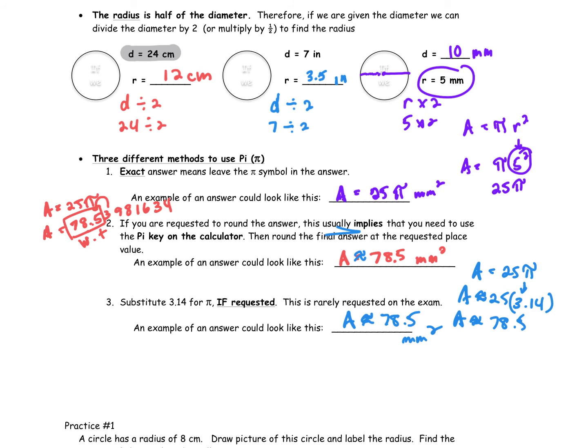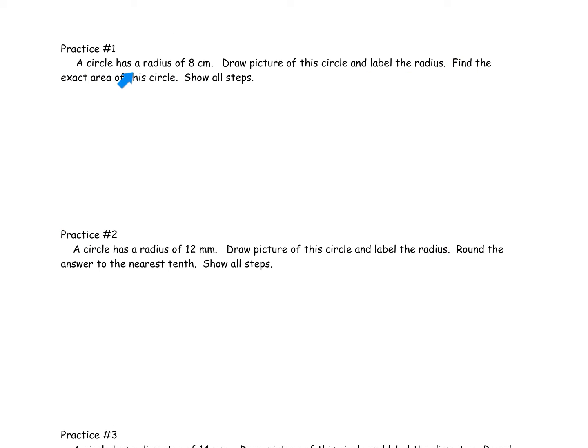So let's practice this. Practice number one says a circle has a radius of 8 centimeters. Draw a picture of the circle and label the radius. Find the exact area of this circle. Show all steps. So we are going to draw a circle as requested.